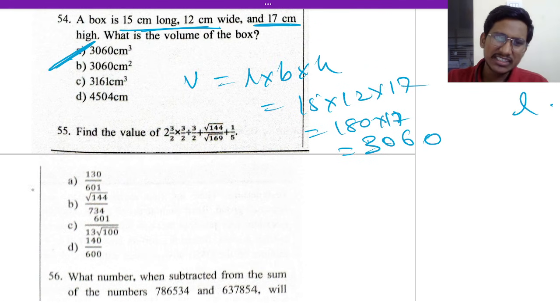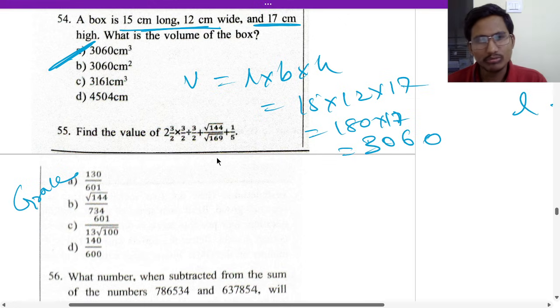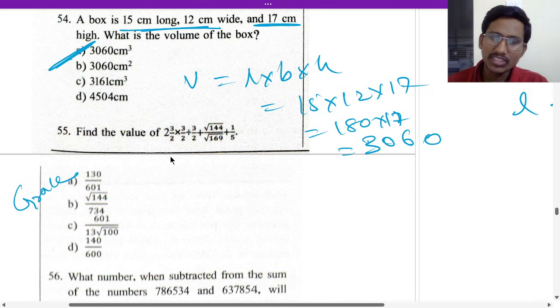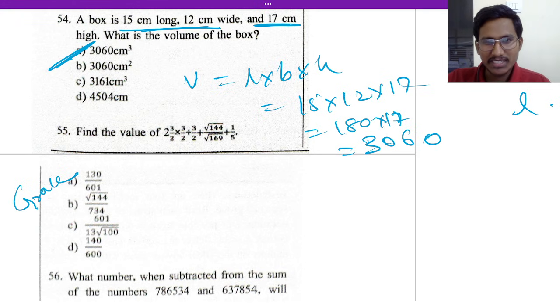Division and all are not there, so take it as grace. Actually volume is also not there, but it is easy, volume you do it. Okay, so 55, if you see, what will be the answer here? This I will do now for the Sainik students.